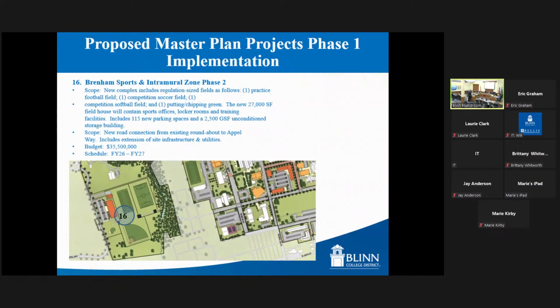as well as, pardon me, I've lost my place. It will include 115 new parking spaces and a 2,500 gross square foot unconditioned storage facility for field storage. The scope would also include a new road connecting to Apple Way so that we could come off of the current circle, which serves some of the properties adjacent to us and gets us access to our ag area, and would be able to get us back out to the frontage on 290 and give us another access through campus. The overall budget for this project is $35.5 million, and we would anticipate this being in FY 26, so at the end of the first phase, into FY 27, so beginning the second phase project.